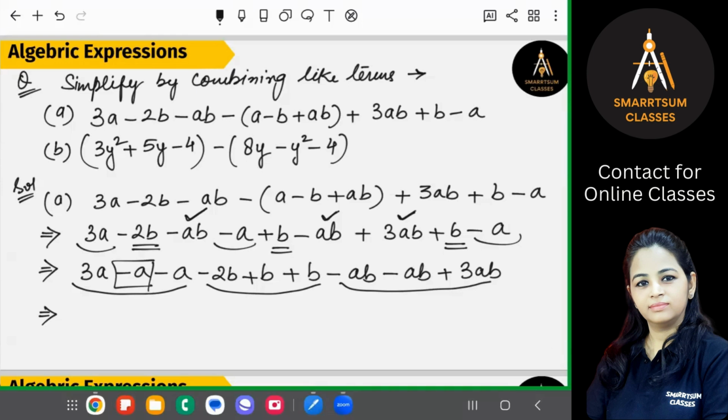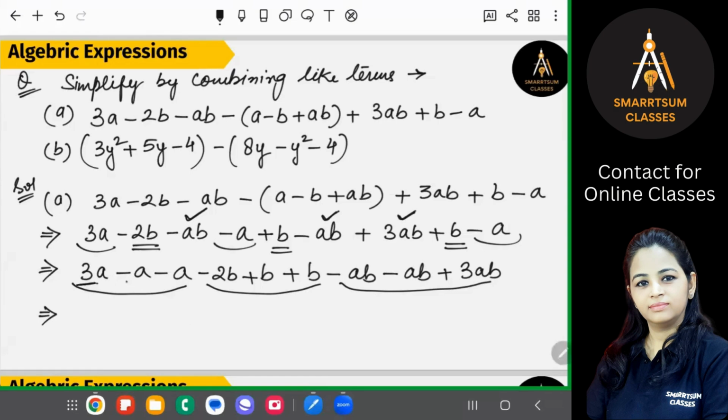So always remember, minus a means minus 1a. The 1 is generally not written; it should be understood that minus a means minus 1a. So what is the numerical value of minus a? It is actually minus 1. Is that clear? Right? So now when we are solving this, how to solve it?